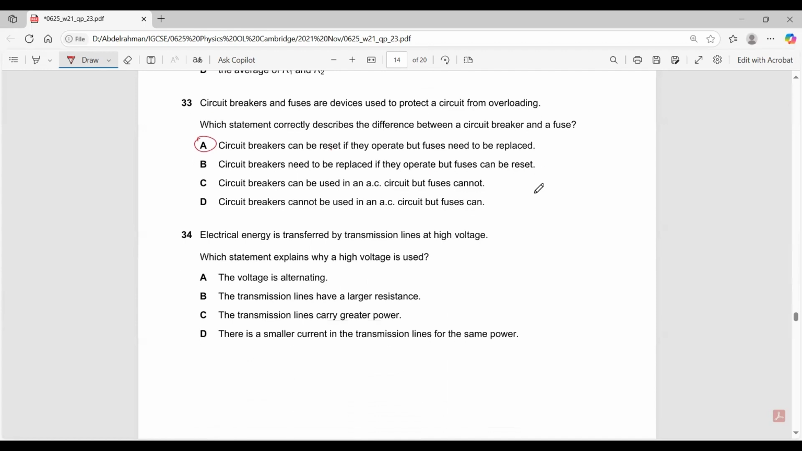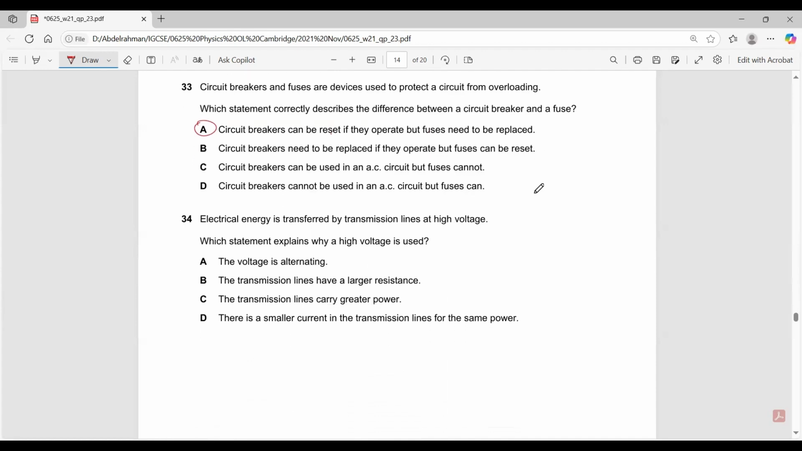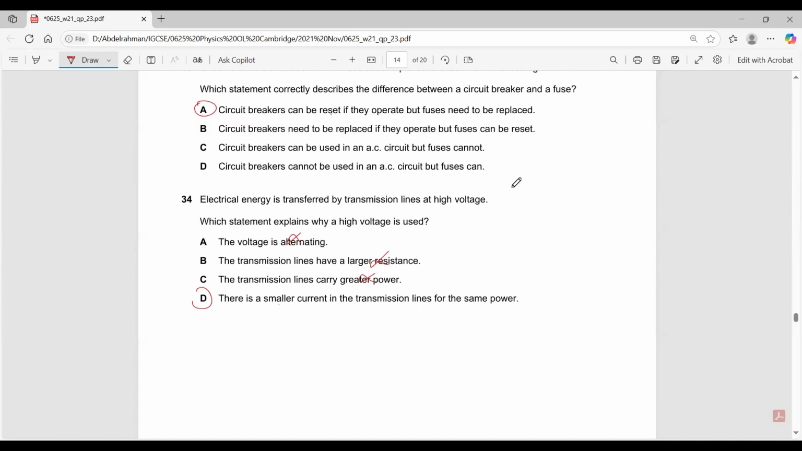Electrical energy is transferred by transmission lines at high voltage. Which statement explains why high voltage is used? To decrease the current. Voltage is alternating, this is not why. Transmission lines have larger resistance? Actually, no, we want to decrease the resistance. They carry greater power? No, they carry the same power. The same amount of power is being transmitted. There is a smaller current for the same power. Yes, there is a smaller current. As you increase the voltage, the current decreases. Yes.